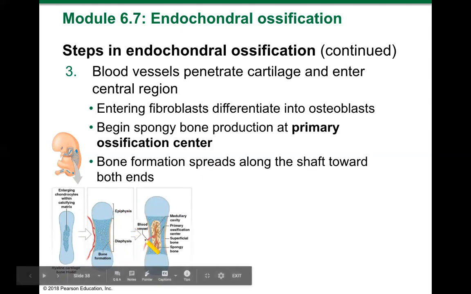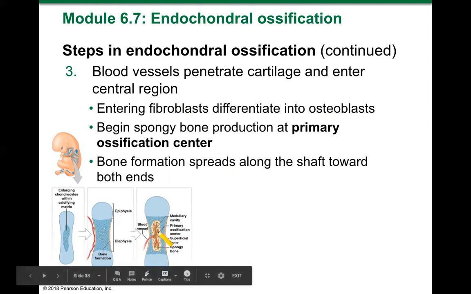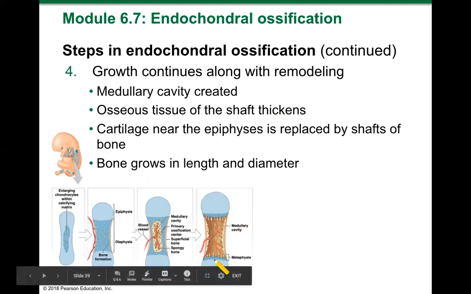Then you have those blood vessels starting to penetrate, okay, and enter that center medullary cavity. That is going to bring in fibroblasts, which are going to help to differentiate into osteoblasts. And then you'll have this primary ossification center, which is where you have spongy bone starting to form. You can kind of see it looks like a sponge here. And that's going to spread towards both ends of the bone. You're going to continue to grow by remodeling what's in the picture here. It's blue, which is the hyaline cartilage, and then what's not blue is the remodeled bone.